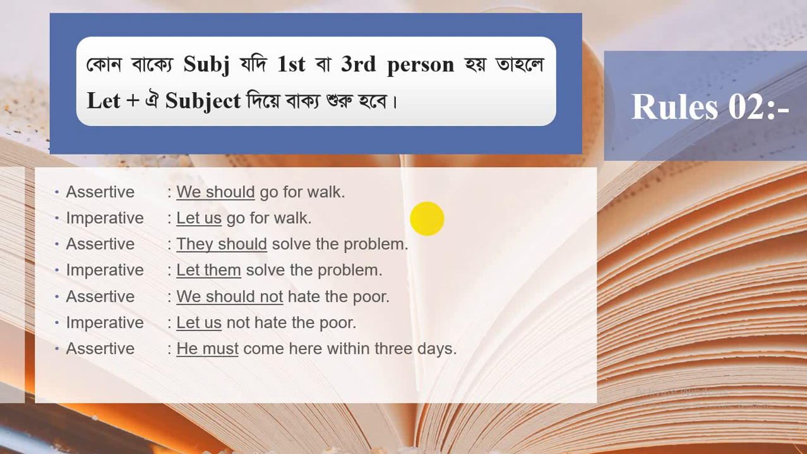The last example: he must come here within 3 days. So the answer, let him come here within 3 days. So the examples are very easy. Definitely you can do more exercises with the help of this rule also. Okay. So dear student, hopefully you have understood very well and there won't be any confusion, I think.